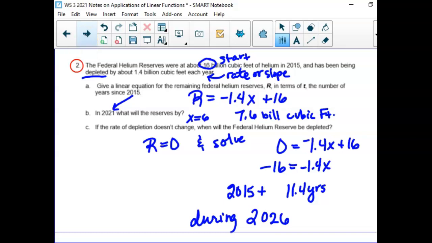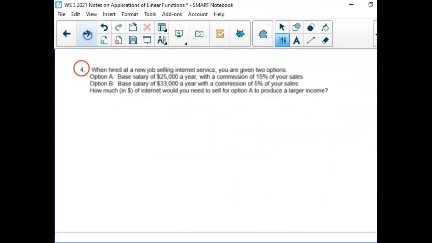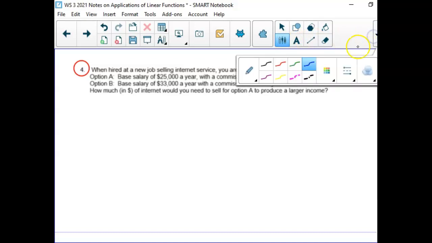You doing all right? All right, I am going to set up this number 4. Read the question to yourself and try to set some kind of an equation up, or think about how we might set up an equation.